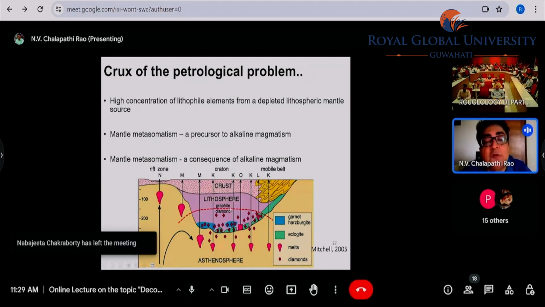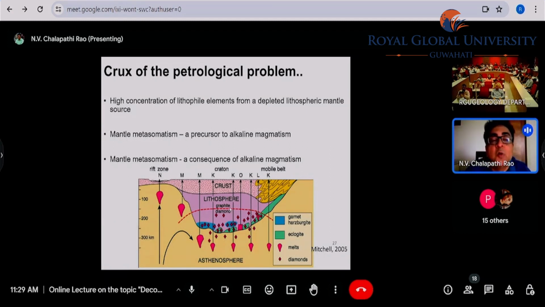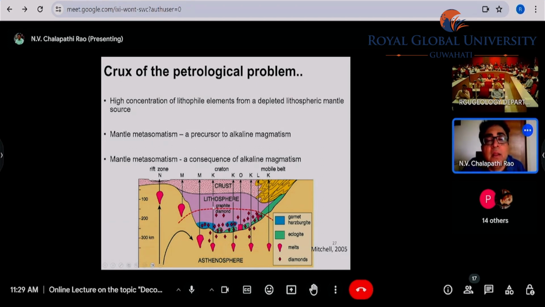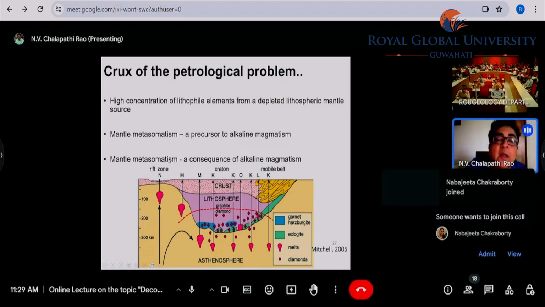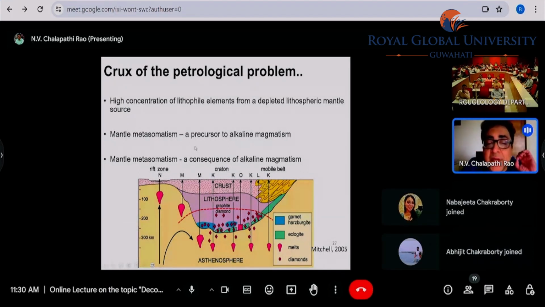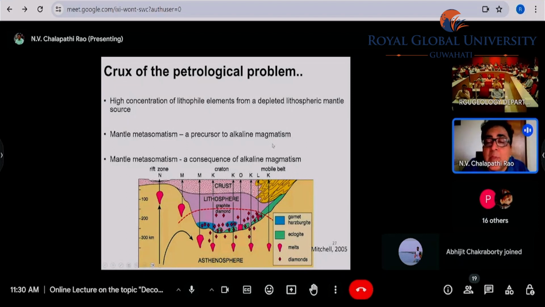So now comes the question, how come a depleted mantle is giving such alkali-rich magmas? So this term, mantle metasomatism, has come up. Mantle metasomatism means refertilization of the Earth's mantle to give way to alkaline rocks. So this can happen either by mantle plumes or by subduction. That's why mantle metasomatism is an essential precursor to alkaline magmatism.